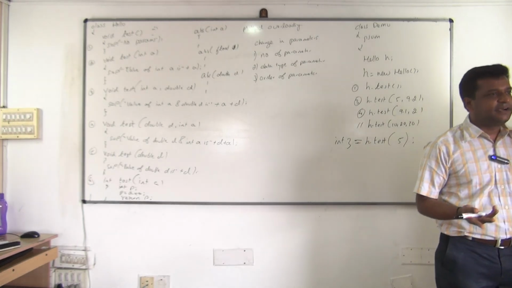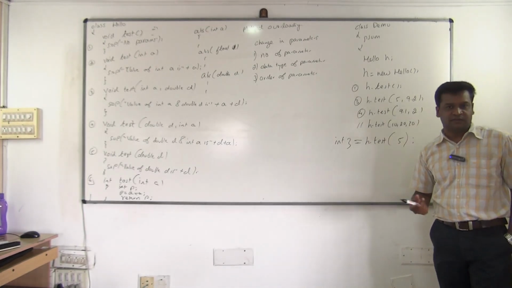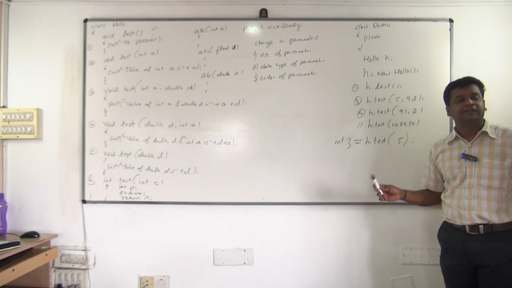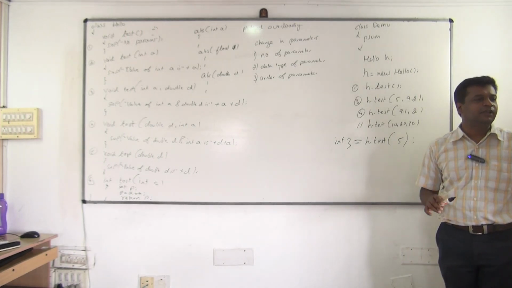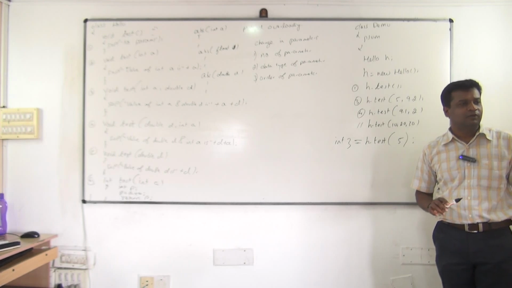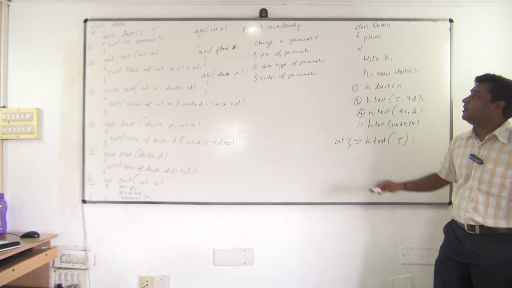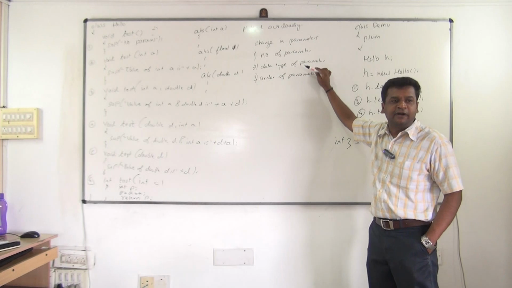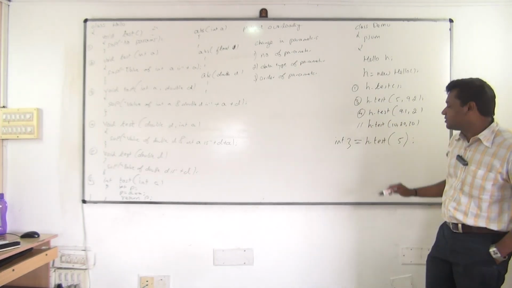So when it is unable to decide, it cannot execute the sixth one. So it gives you an error. That clearly shows return type doesn't play a role in overloading. It doesn't play a role. The criteria for overloading is always only these three: number, order and data type. So the return type does not play a role.